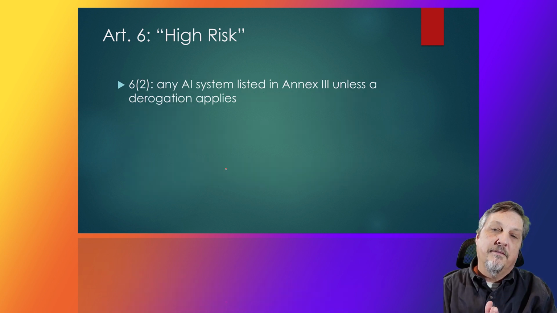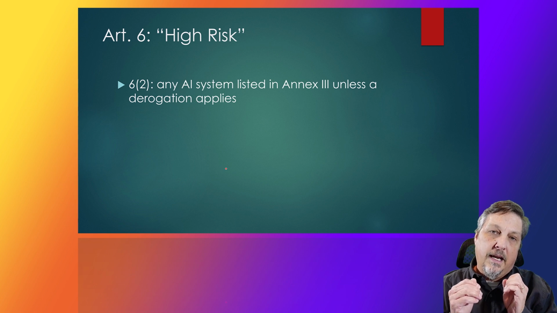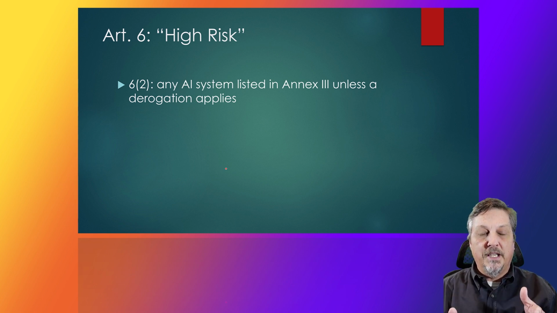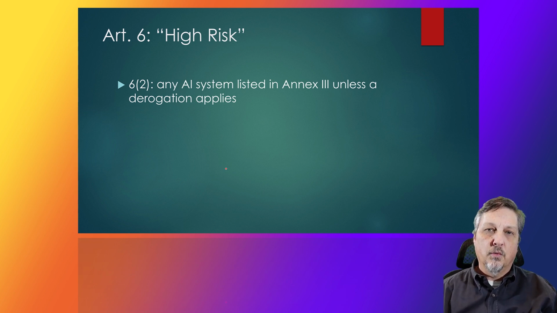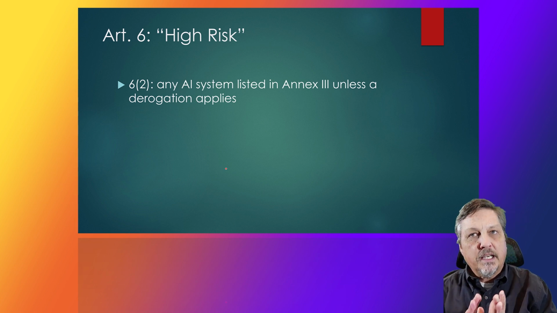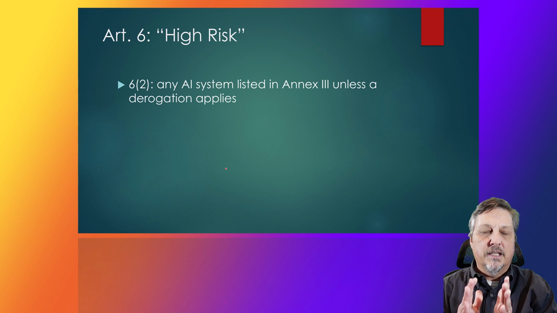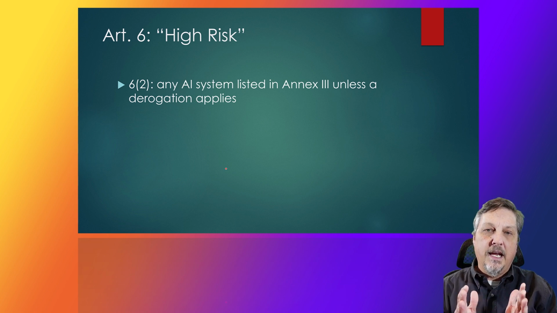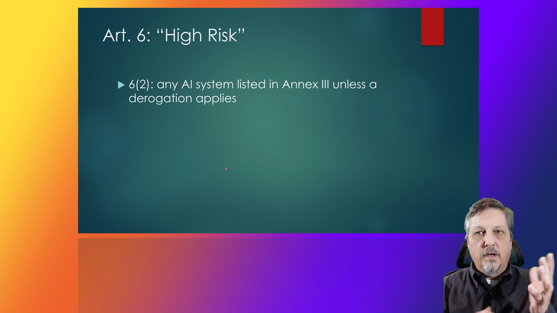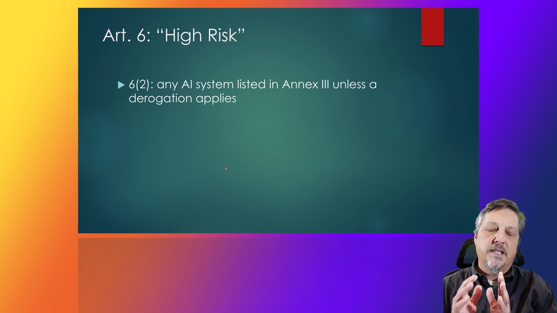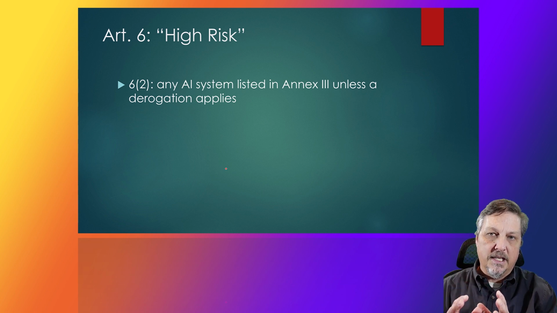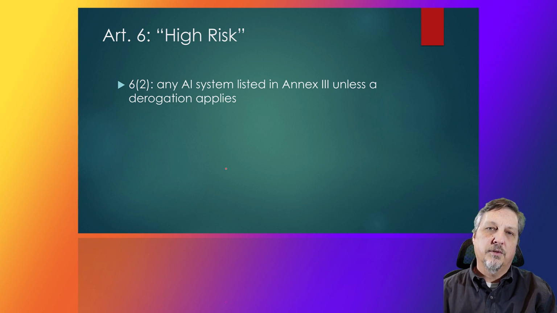So the first part of this definition is what I'll call an AI component: a safety component of an Annex 1 product or service, or AI as the Annex 1 product or service. The second part of the definition is a specific list of AI capabilities or functions listed in Annex 3. So Annex 1, a regulated type of product or service. Annex 3, a specific list of AI components or functionalities.